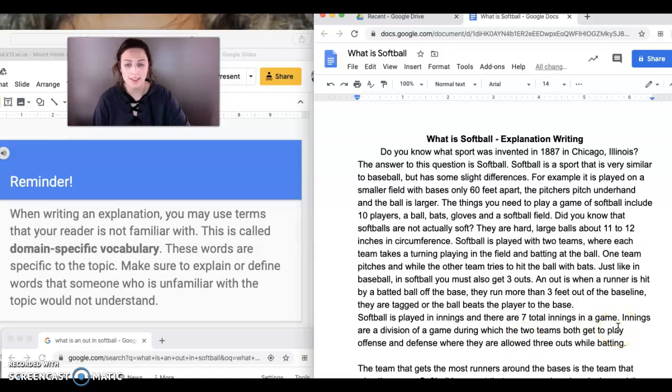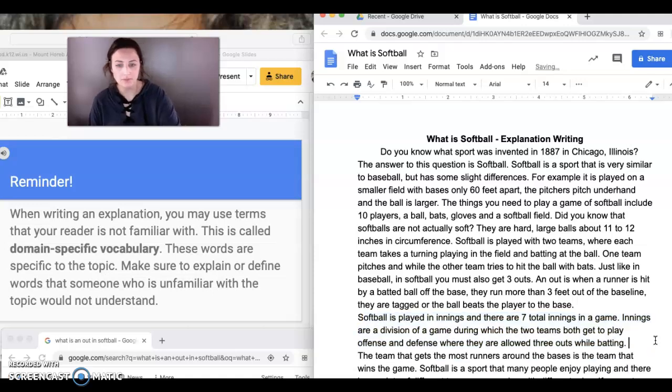So now I'm going to go back and reread it to make sure it makes sense. So softball is played in innings, and there are 7 total innings in a game. Innings are a division of a game during which the 2 teams both get to play offense and defense where they are allowed 3 outs while batting. So as you can see, using some of these domain-specific vocabulary and then defining them in your writing will help be a better explanation for your reader. Because you have to remember, just because you know it, it doesn't mean that your reader will.